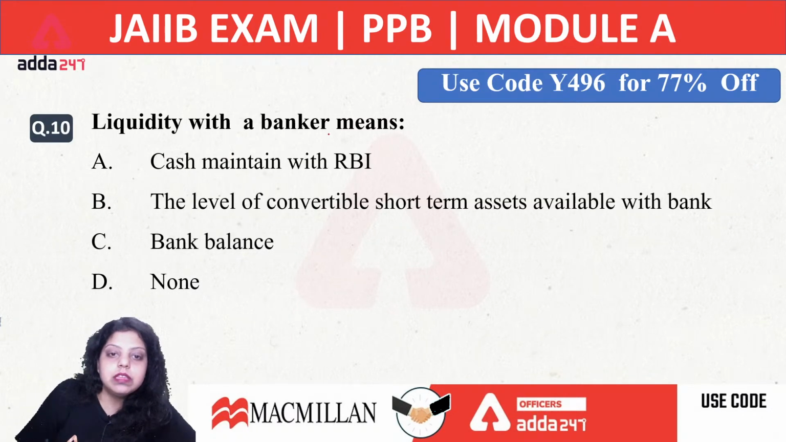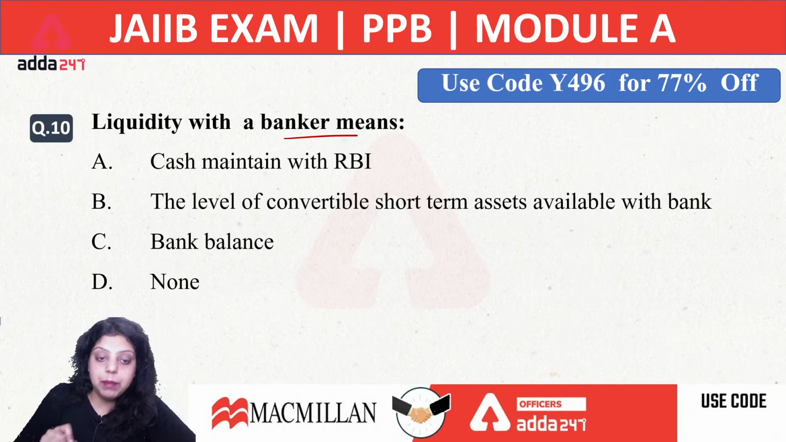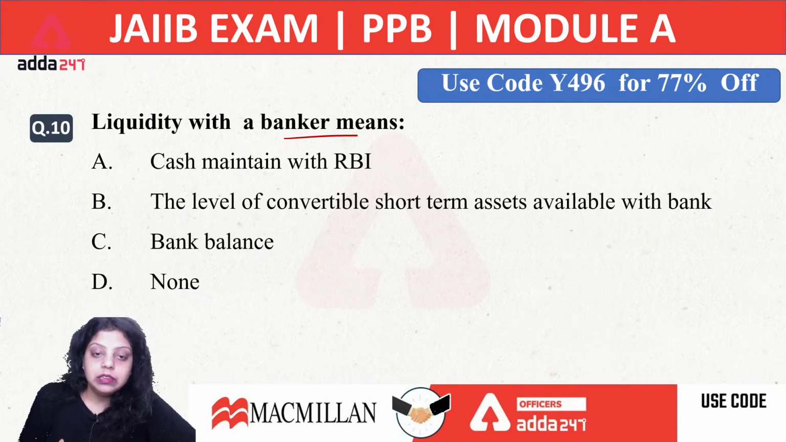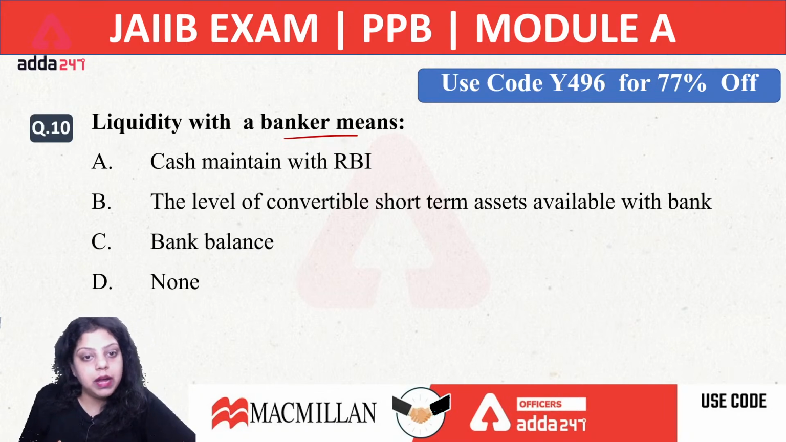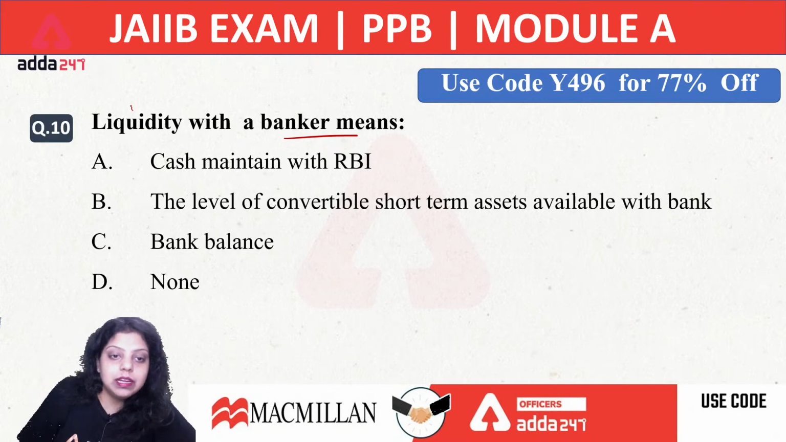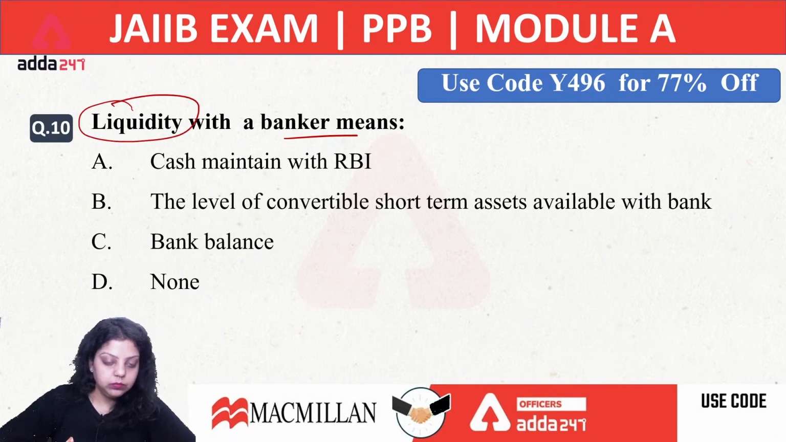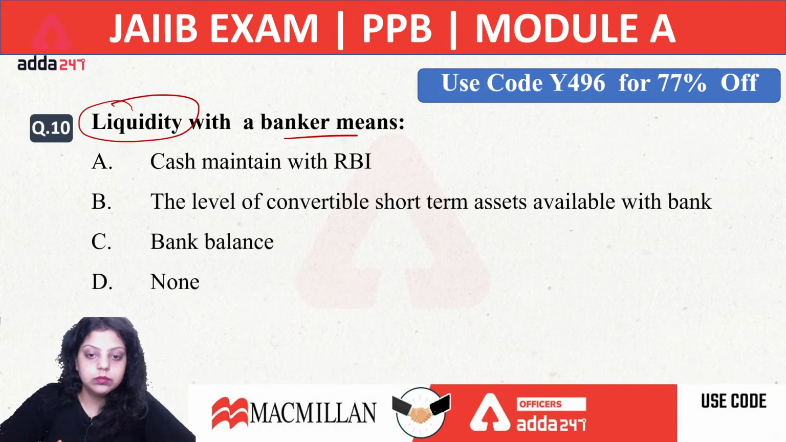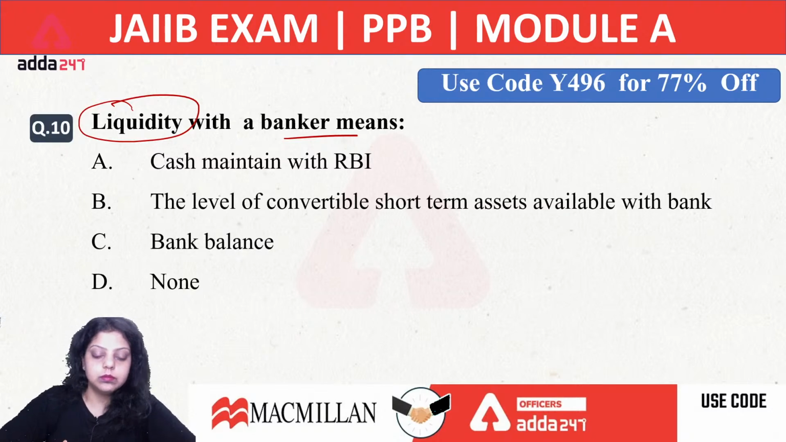Next, liquidity with the banker means: cash management with RBI, the level of convertible short-term assets available with the bank, or bank balance, or none of the above. So what does this liquidity mean? What will be the answer? A, B, C, or D? B. Everyone is going with B option.